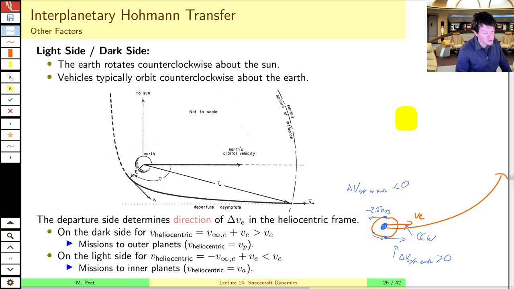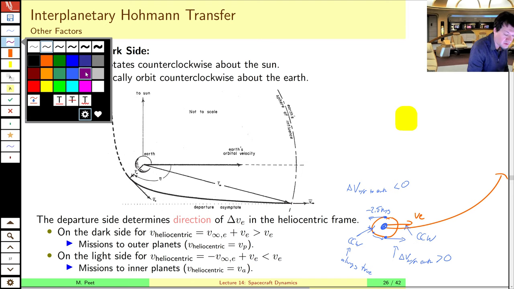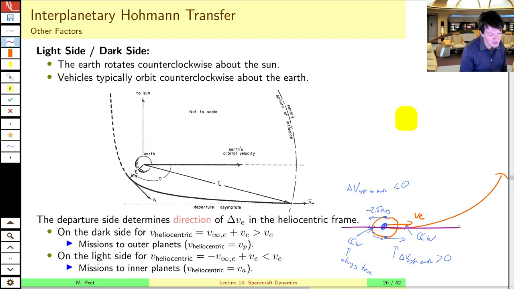And so these are called light side, dark side maneuvers. This of course assumes that your parking orbit is counterclockwise, which is always the case. You would never have a parking orbit which would be retrograde. That would be crazy. Which side you do your burn on is the light side versus the dark side. The light side is, of course, the side that's facing the sun, so this point, and versus the dark side, which is over here. So anything on this side of the orbit is your dark side. Everything on this side is the light side.